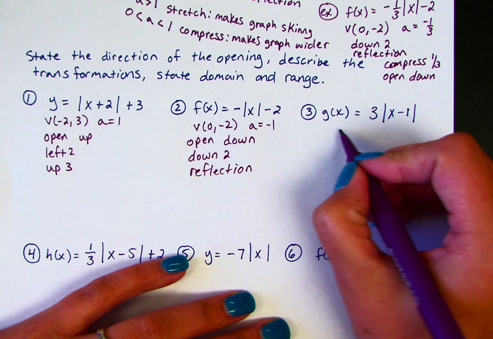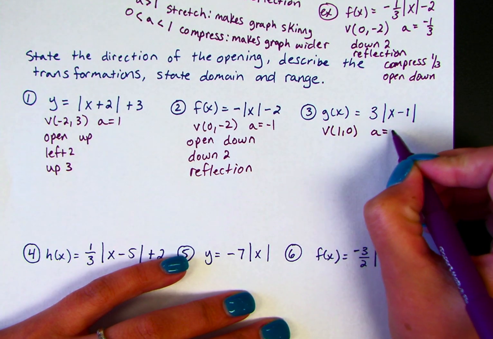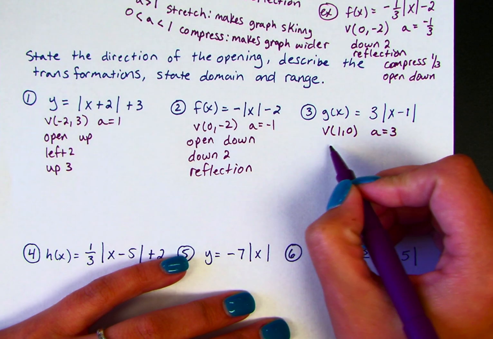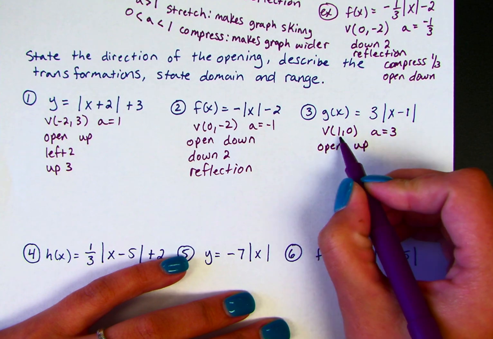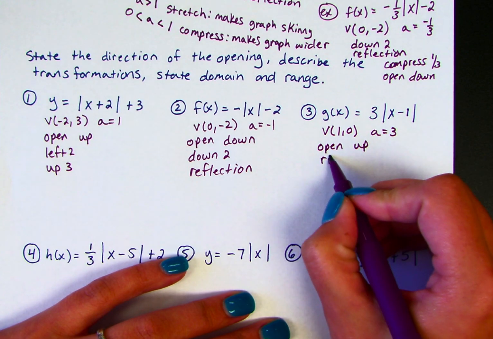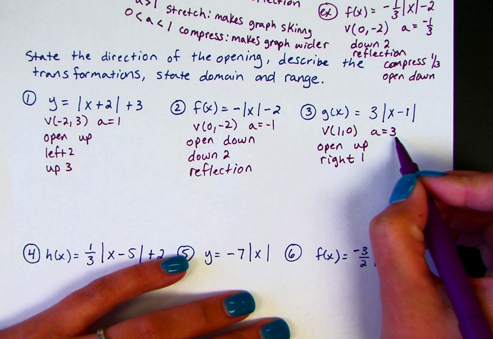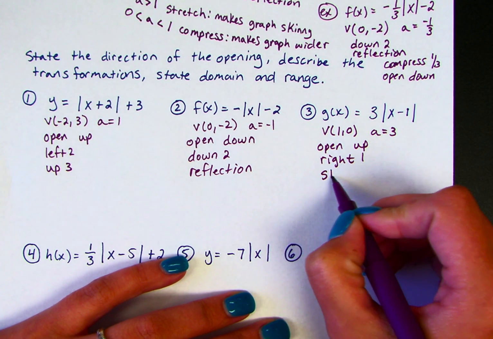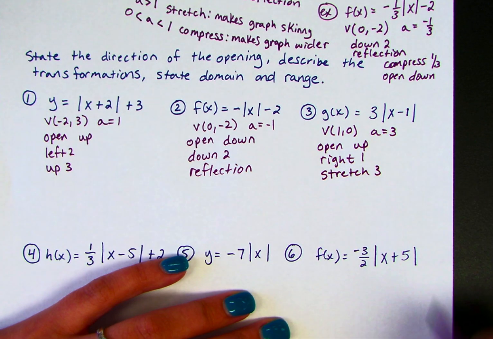All right, next one. So vertex is (1, 0) and my slope is 3. So slope is positive, so that means it's going to open up. And then when I describe this point, I'm going to the right 1. And then for my slope, because it's bigger than 1, it's going to make my graph skinny. So this is a stretch of 3.